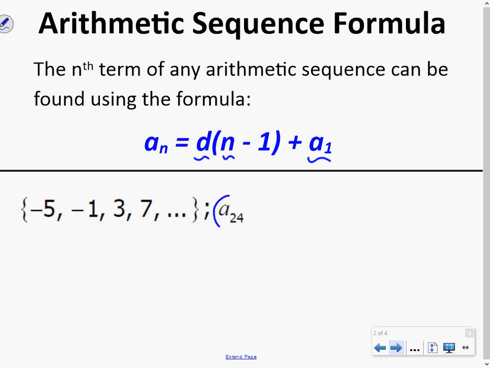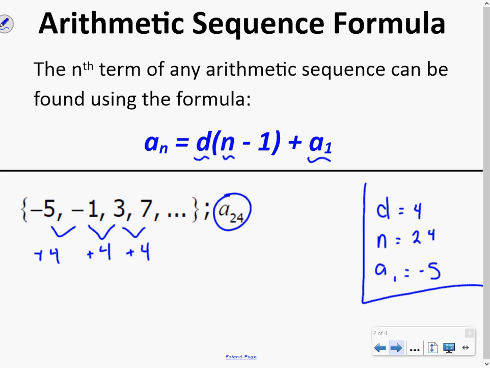So down here, I have an arithmetic sequence, and I want to know the 24th term in that sequence. Well, first, I need to figure out, what is the constant difference? If we look at our sequence here, we are adding 4 each time. So my difference is going to be 4. I need to know N. Well, we're finding the 24th term, so N is going to be 24. And then we need to know the first term, which is -5. If I know all of this information, that's all I need to write my formula.